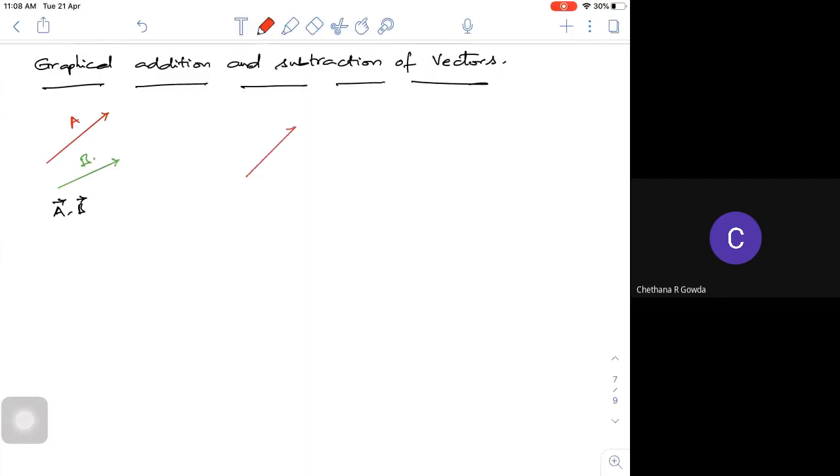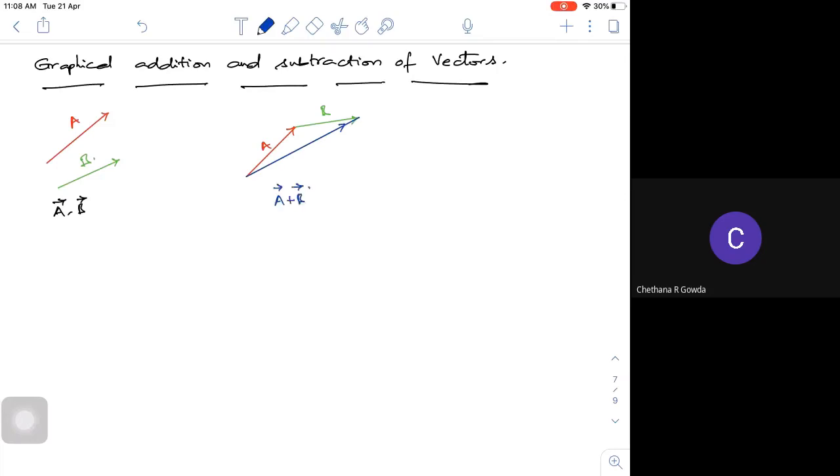Fine. This is a vector A, and this is my vector B. Fine. This is my vector B, and I will have the resultant. That is the vector found by the resultant, which is in this direction. So this is actually A plus B.